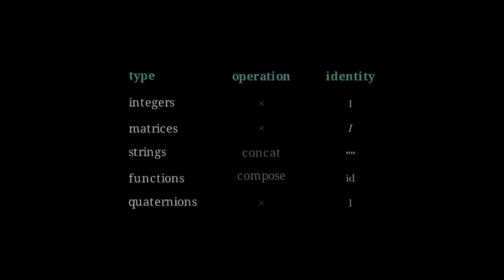Strip the integers away, and that is the whole question. 2 things, an associative operation, and an identity element. A value that does nothing when you combine with it. That structure has a name. It is a monoid. And monoids are everywhere. Integers under multiplication with identity 1. Square matrices under multiplication with the identity matrix. Strings under concatenation with the empty string. Functions under composition with the identity function.